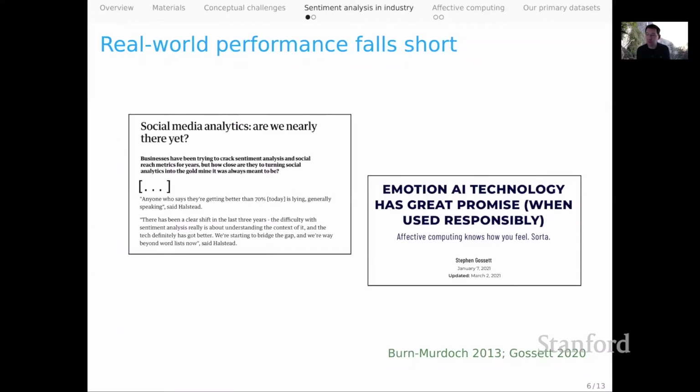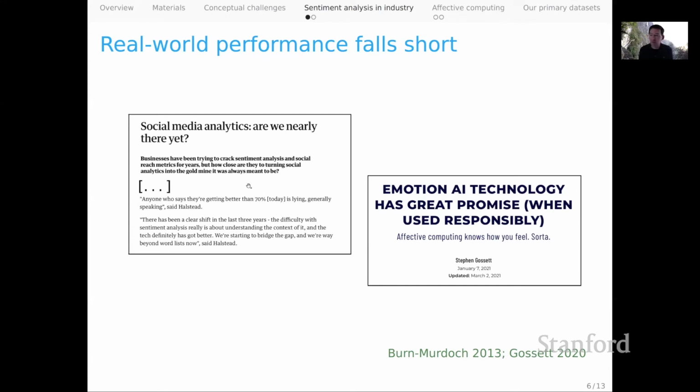And I would say the first thing I would say is that to this day, the sentiment from industry, so to speak, is that sentiment analysis tools still fall short. This is from an article from 2013, and the gist of it is anyone who says they're getting better than 70% today is lying, generally speaking.